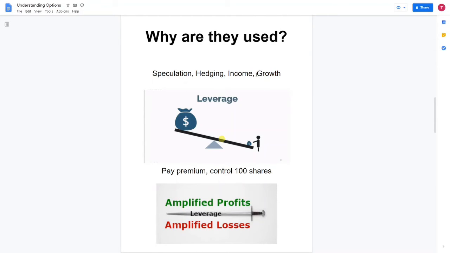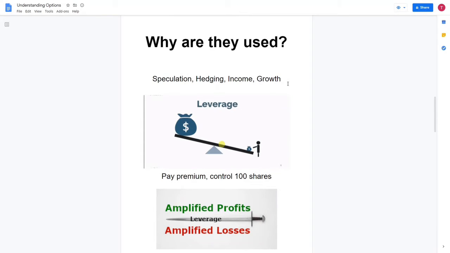Buying options for growth is pretty rare and is a very niche part of the options market. The reason options would be used in any of these four strategies versus just buying the stock outright is because of a principle called leverage. Leverage is where you use a small amount of capital to control a large amount of stock.